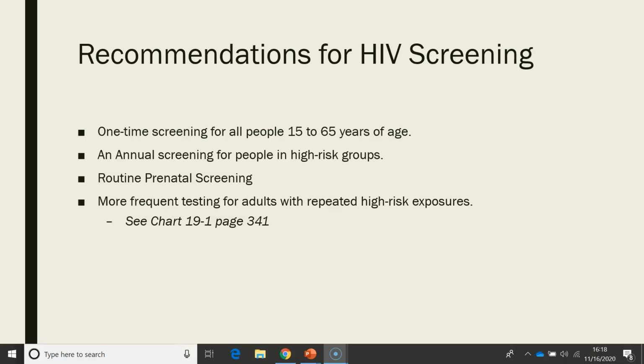And it is a routine part of prenatal screening when you are pregnant. And you should have one-time testing. The book says between 18 and 65. The CDC says between 15 and 65. Again, the rest of that chart is on page 341 for you to look at.